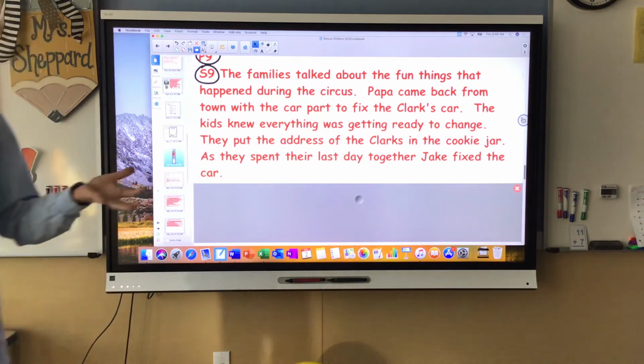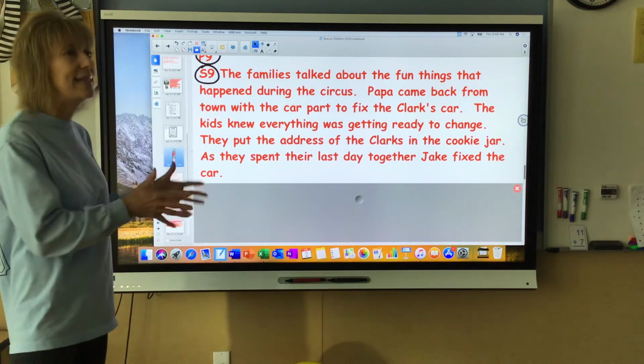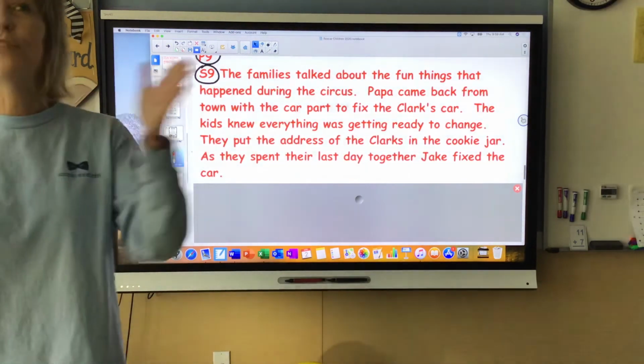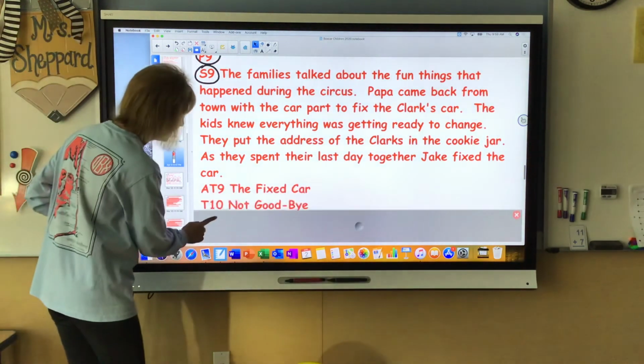Now, that's a good thing that Jake fixed the car, because that was one of our big problems at the beginning of the book. But it's a bad thing because that now means the families are going to be separated because the Clarks are going to have to leave.